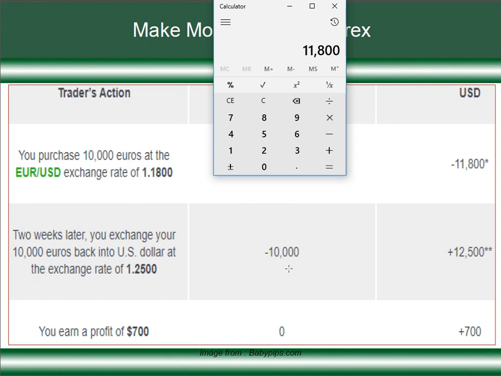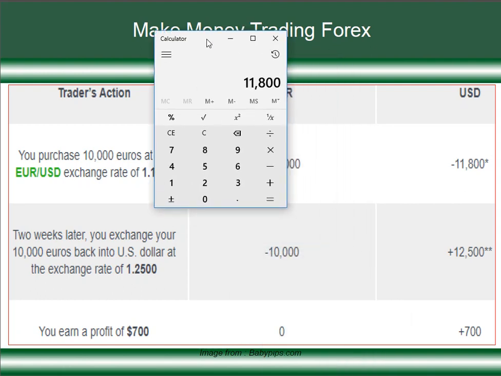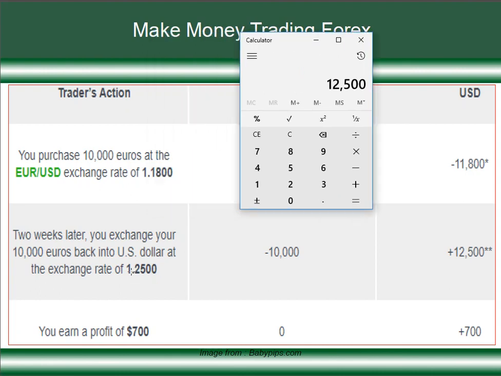Okay, so I have my euros now, which I had bought with USDs. Now I want to convert back to USD. Remember, when the trade began, we had USDs. We used them to buy euros. Now, after some time, we want to go back to our USD, but we have euros, so we must sell the euros. So in this case, we have 10,000 euros, which we bought earlier. We multiply by the exchange rate, 1.25. You notice the exchange rate has changed. Here it was 1.18. Now it's 1.25. It has increased. So now I end up with $12,500.